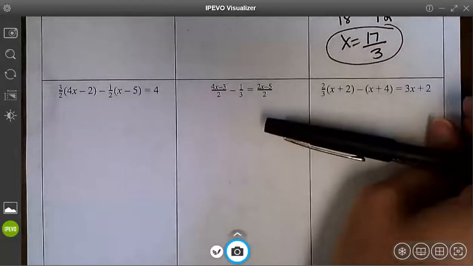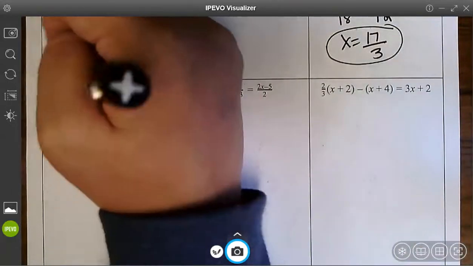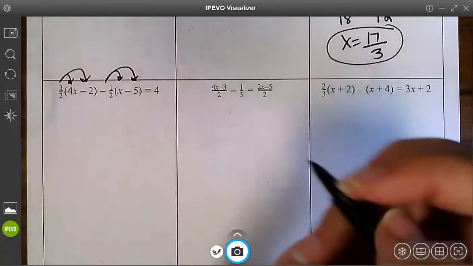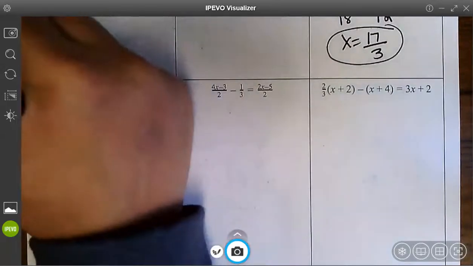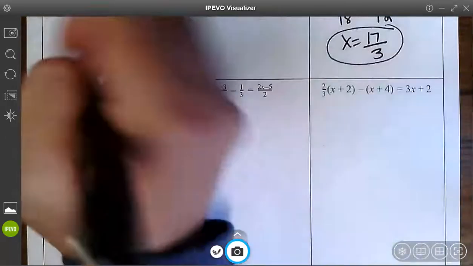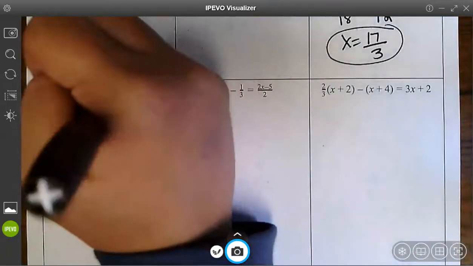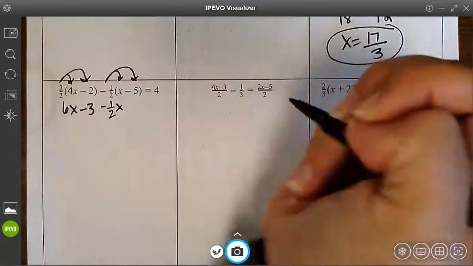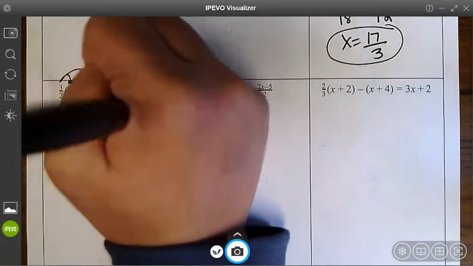And then 3 more. This one, I'm going to just distribute my fractions, my coefficients there. 3/2 times 4x is 6x. And 3/2 times negative 2 is negative 3. Negative 1/2 times x is negative 1/2 x. And negative 1/2 times negative 5 is positive 5/2.